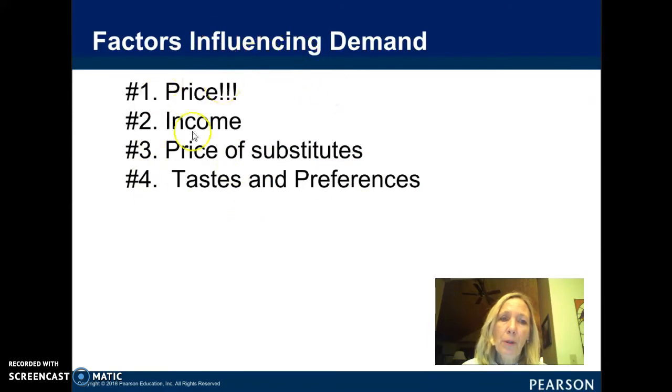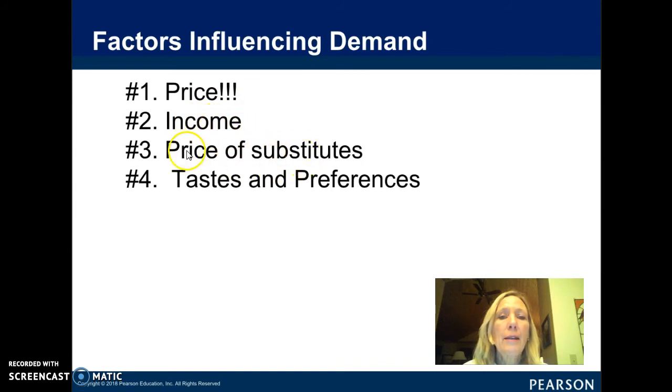So, important thing to remember, the 4 factors that influence demand are price, income, price of substitutes, and changing tastes and preferences. This one has to do with the law of demand. As price increases, demand decreases. That is the #1 factor affecting consumer demand. What you and I purchase is price. Another factor that affects what we buy is our income. If you get more money, you're going to buy more stuff.